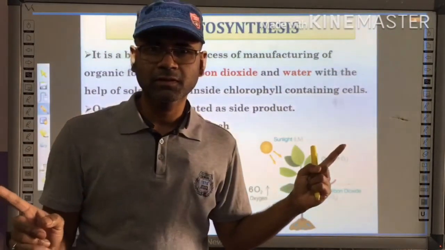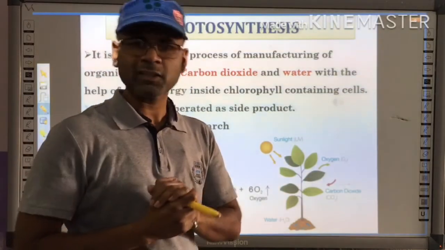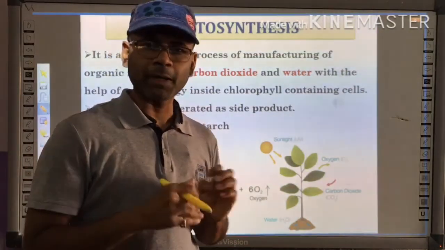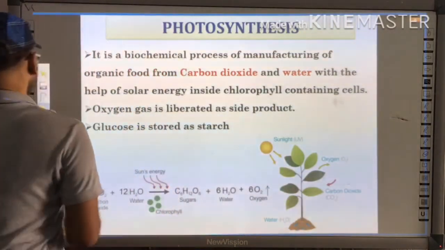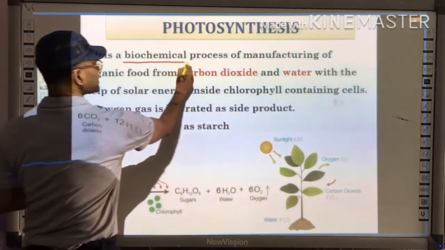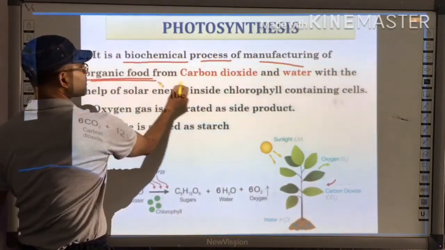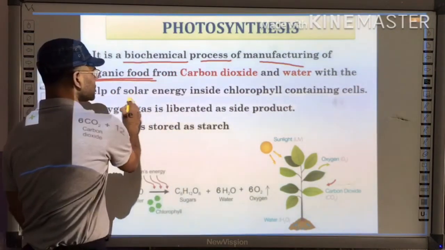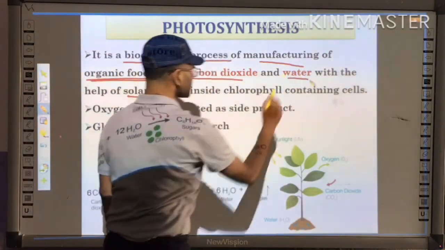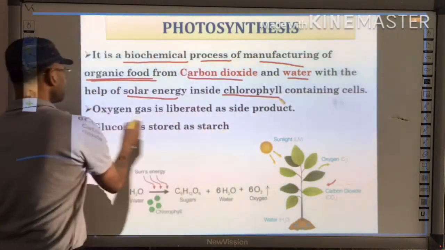energy. Okay, now as far as the definition is concerned, I already explained it in the previous lecture, but let us have a quick recap of this definition. It is a biochemical process of manufacturing organic food from carbon dioxide and water with the help of solar energy in chlorophyll containing cells.